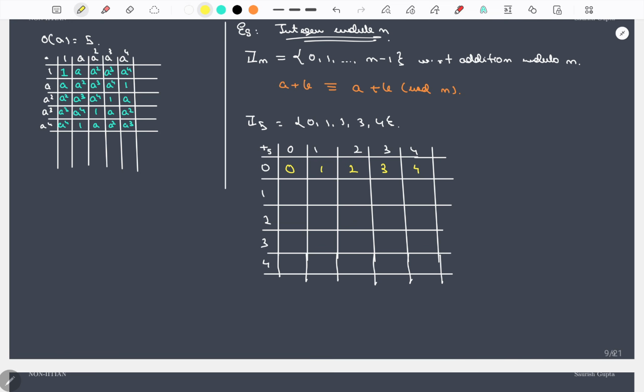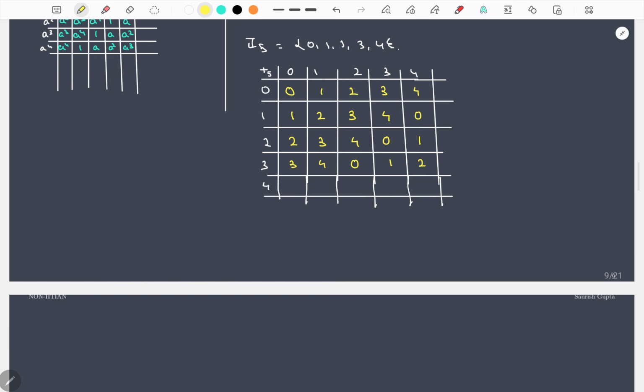1 plus 0 is 1, 1 plus 1 is 2, 1 plus 2 is 3, 1 plus 3 is 4, 1 plus 4 is 5, but 5 is 0 modulo 5. 2 plus 0 is 2, 2 plus 1 is 3, 2 plus 2 is 4, 2 plus 3 is 5, which is 0 modulo 5, 2 plus 4 is 6, which is 1 modulo 5. 3 plus 0 is 3, 3 plus 1 is 4, 3 plus 2 is 5, which is 0 modulo 5, 3 plus 3 is 6, which is 1 modulo 5, and 3 plus 4 is 7, which is 2 modulo 5. 4 plus 0 is 4, 4 plus 1 is 0, 4 plus 2 is 1, 4 plus 3 is 2, and 4 plus 4 is 3.